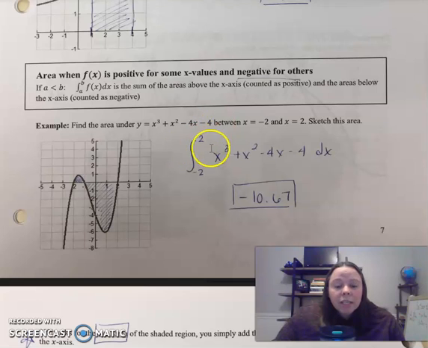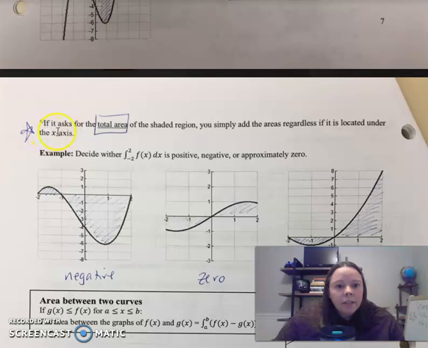Okay, so when you go to calculate this and you put this in your calculator, it spits out a number and it's negative 10.67. Whoa, I can't have a negative area, and I agree with you. So what this is telling me is the majority of the area was below the x-axis, which is true. You can see that over here.